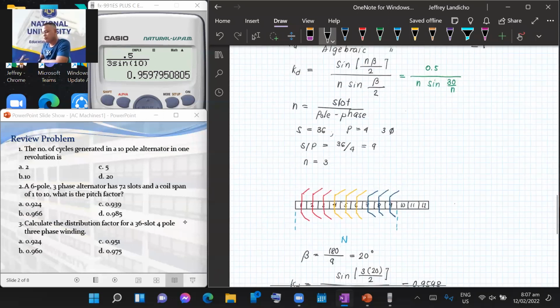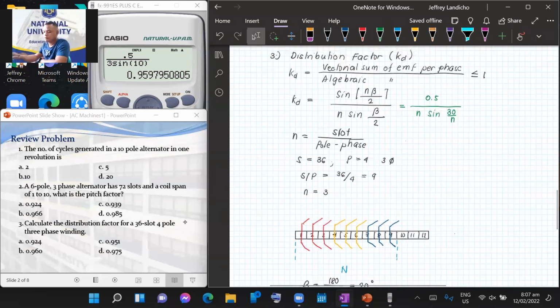Okay, sir, paano po kunin yung vectorial sum of EMF per phase over the algebraic sum? So here, kapatid, we have ilan yung ating N. Ibig sabihin, meron tayong 3 coil for phase A in its given phase. So therefore, kukunin natin ngayon yung summation of EMF per coil for phase A. Pag algebraic, magnitude only. Pagka vectorial, isama mo yung ating magnitude.